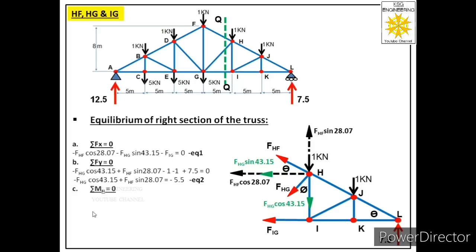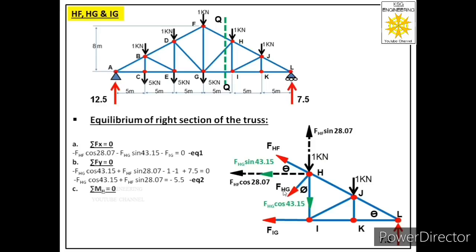Now let us apply the third equation. Now what is that equation? That equation is summation M equal to 0. Now over here we have to observe a very important point. What is that point? We have to judge that at which joint of this truss or this section of the truss we should apply a moment's equation so that we should get the value of unknown forces. Now we have to find these three unknown forces FHF, FHG and FIG.